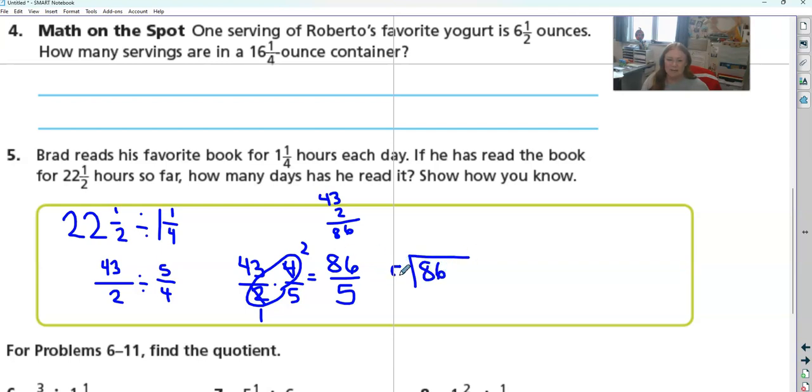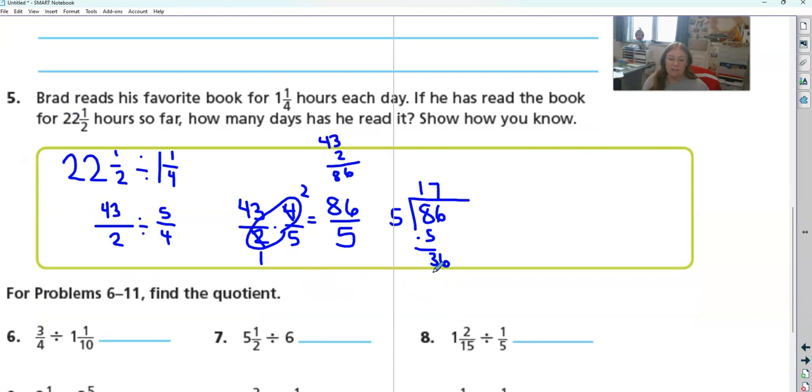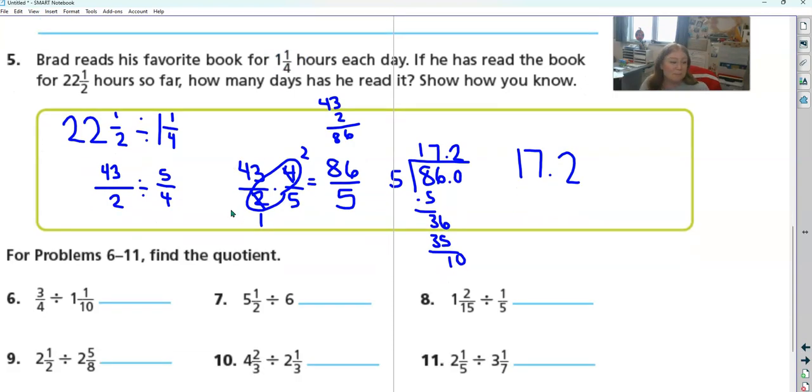finish that. 86 divided by 5. So 5 goes into 8 one time. 3 left over. 5 goes into 36 7 times, which is 35, with 1 left over. I'm going to add a decimal and bring down a 0. 5 goes into that 2 times. So he's read 17 days, and then he's 2/10 of the way through this. So he's read 17 complete days. He's working on reading the 18th day. He started on the 18th day. He's just not quite finished reading that there.